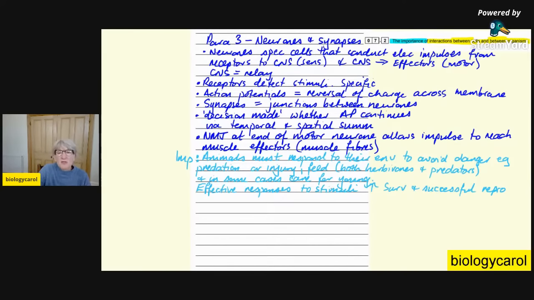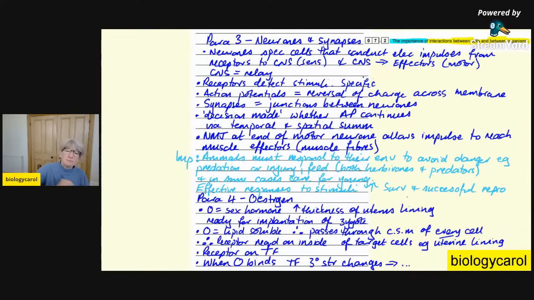So effective responses to stimuli increase the survival and successful reproduction of organisms, leading, I could have said, to the greater chance of advantageous genes being passed down and natural selection happening. Paragraph 4. Estrogen. Now, at this point, I decided I was only going to write about estrogen and not about adrenaline and the secondary messengers, just decided.